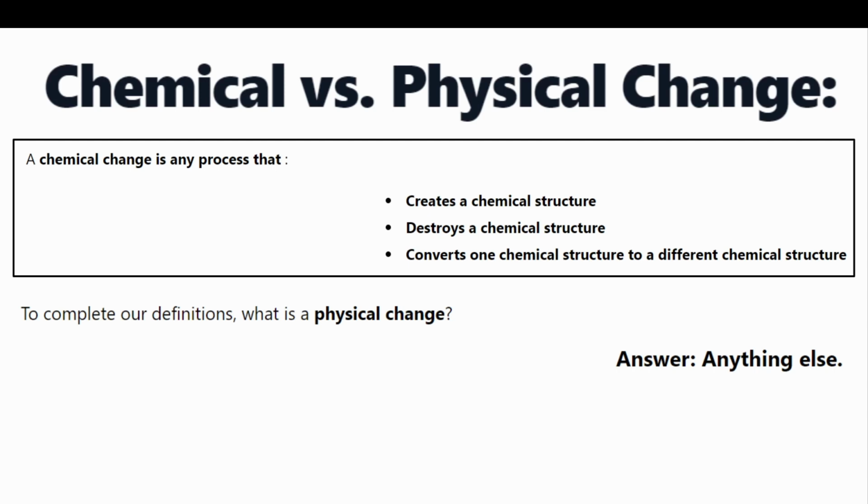So as my students are thinking about the question, is salt solvation a chemical or a physical change, we have to keep the following in mind. A chemical change is any process that either creates a chemical structure, destroys a chemical structure, or converts one chemical structure to a different chemical structure. A physical change is anything else.